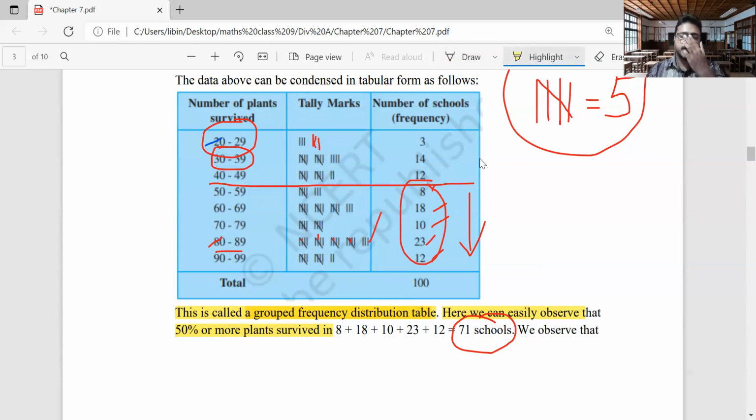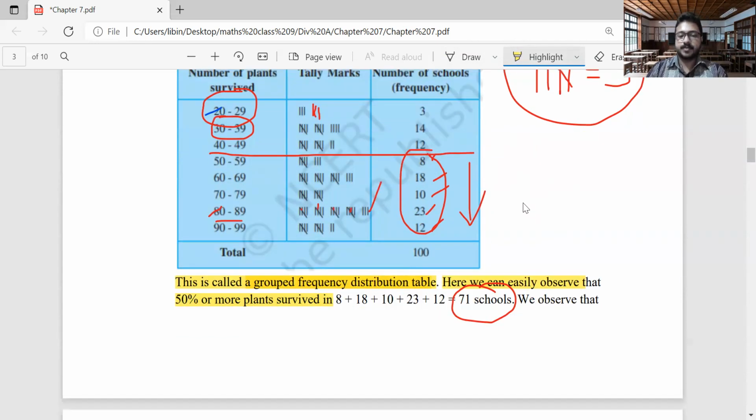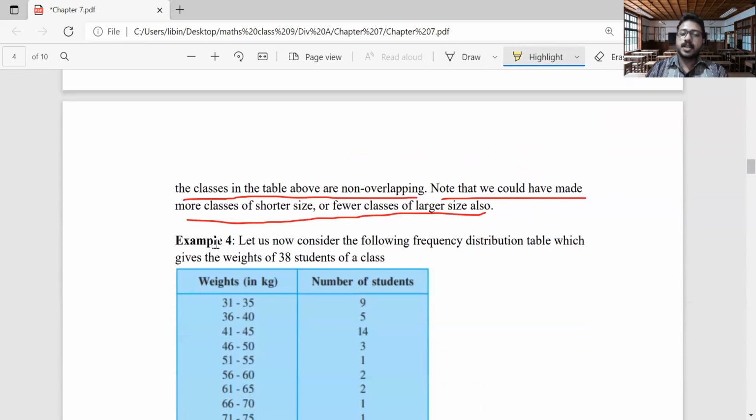And we prefer to choose the table not to be too lengthy or too short, which means a medium sized table is preferred. Now let us go to our next example.